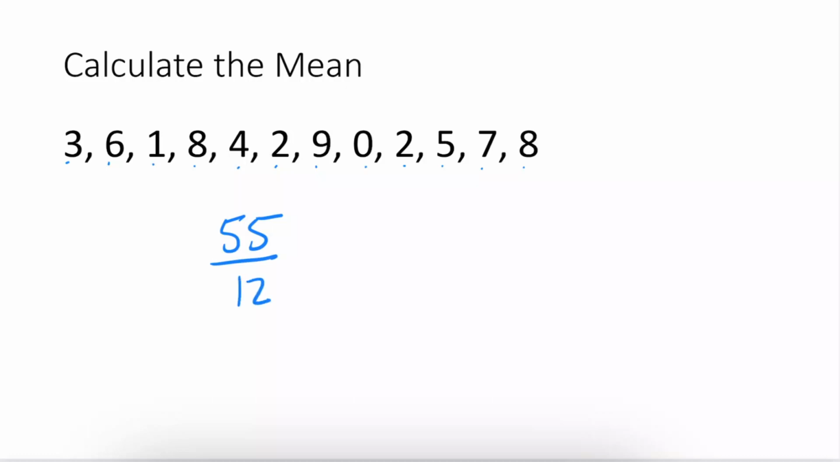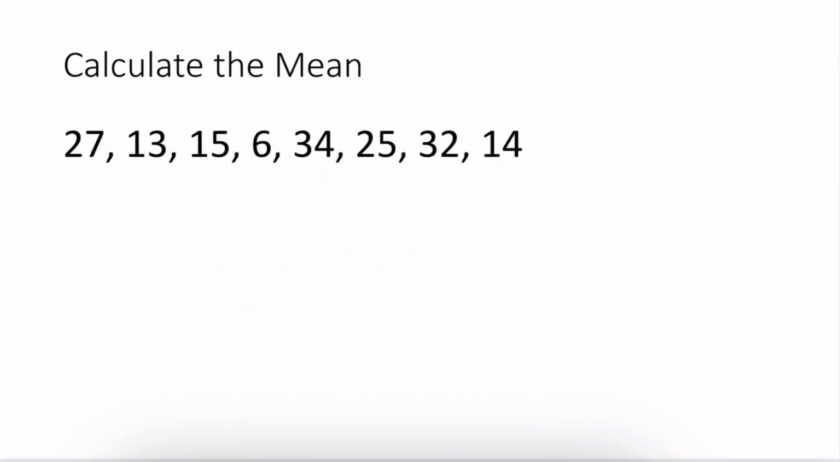So I'm going to take 55 and then divide by the number of numbers that I have, which is 12. And when I divide that, I get the number 4.58333333, etc. And so what this number tells me is that these 12 data points are centered around 4.58. And 4.58 is the mean of the data set. So why don't you try this example on your own, pause this video, and then restart it to see how I would solve it.